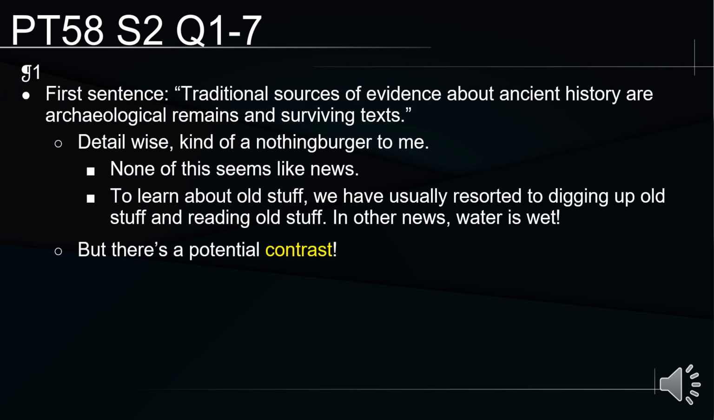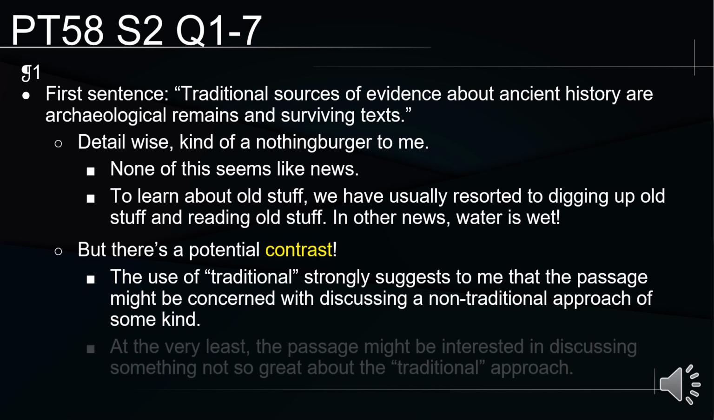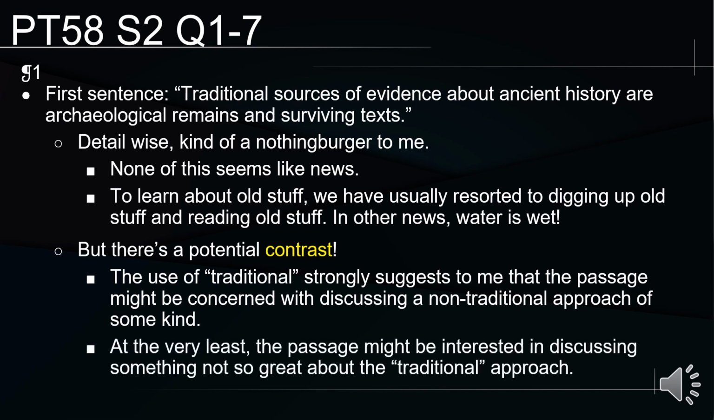But there is a potential contrast here. The use of the word traditional strongly suggests to me that the passage might be concerned with discussing a non-traditional approach of some kind for some reason. I don't know why, but maybe that's what they're doing. At the very least, the passage might be interested in discussing something not so great about the traditional approach, and even if we don't want to get so negative, maybe a non-traditional approach is just better, even if the old one was fine. Something like that, a potential contrast. I feel like there's one on the horizon.